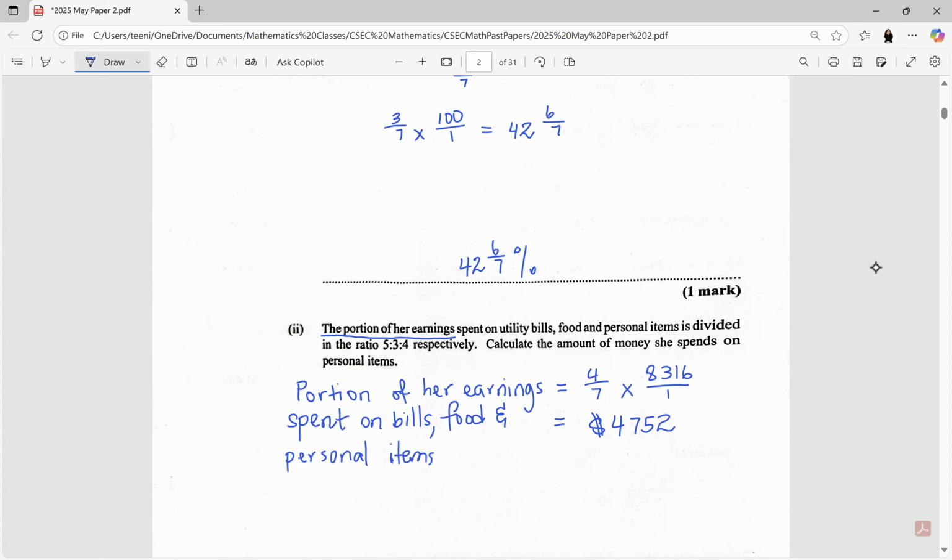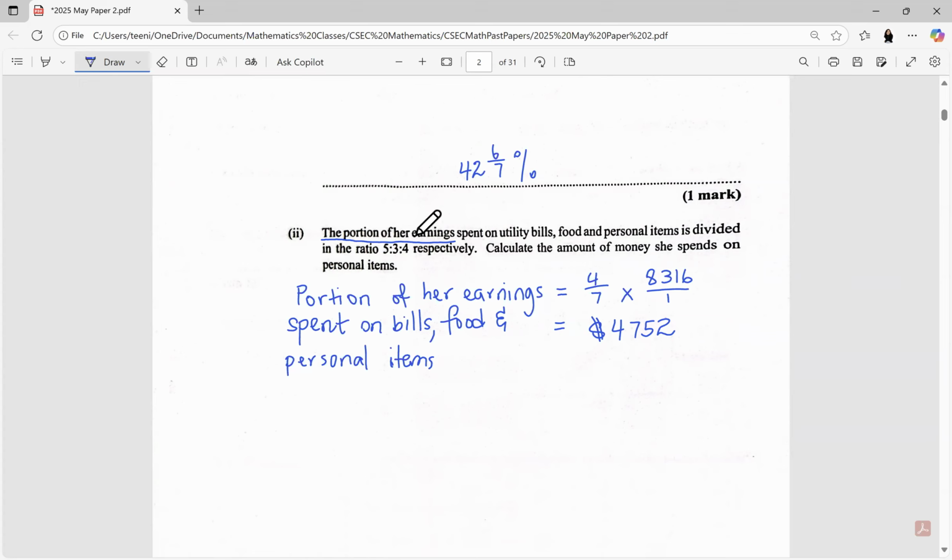Perfect. So now we know the amount of money she spends on bills, food, and personal items. And now they're telling us that it is divided in the ratio of 5 to 3 to 4, respectively. Don't know how much you'll remember about ratios, but ratios have to do with how something is split up or how something is shared, right? So basically, you can interpret this as, well, you have 5 parts of the money spent on utility bills, 3 parts of it spent on food, and 4 parts spent on personal items.